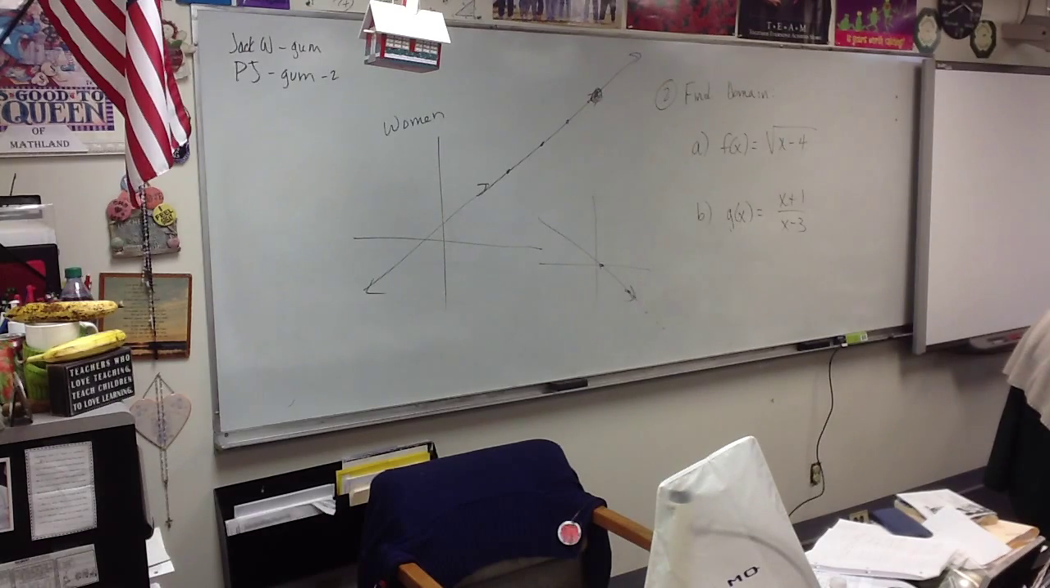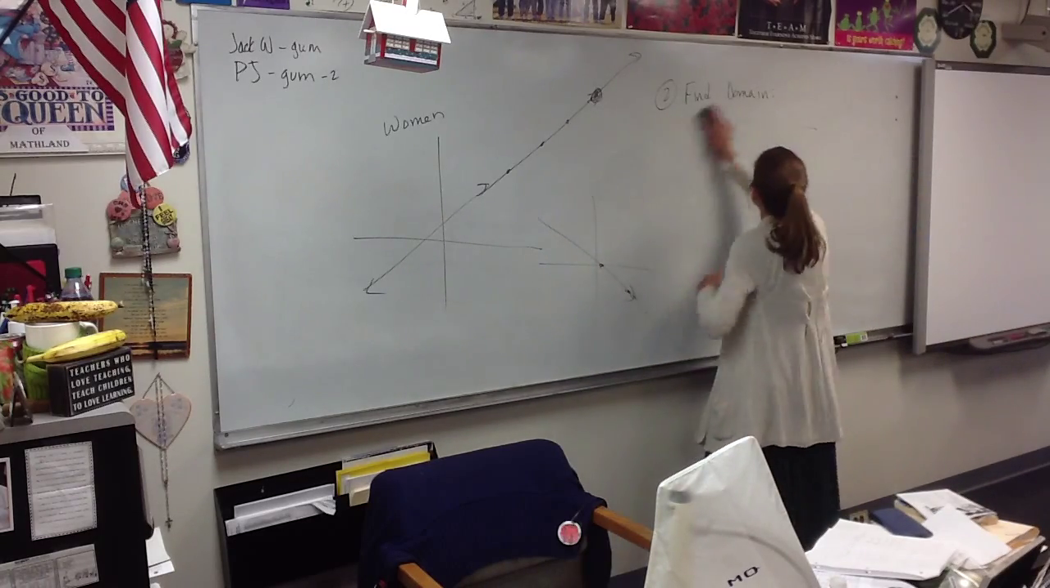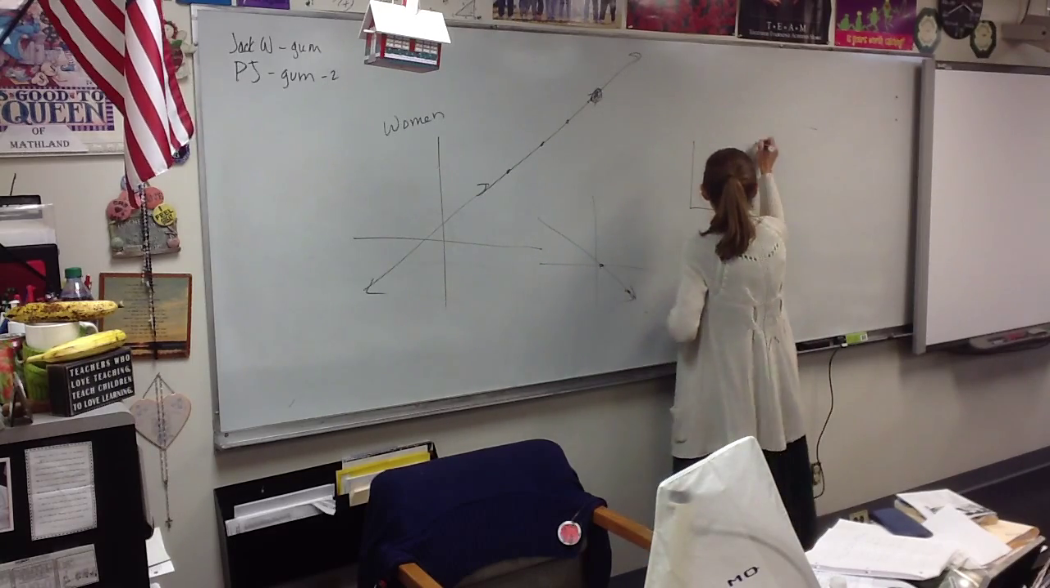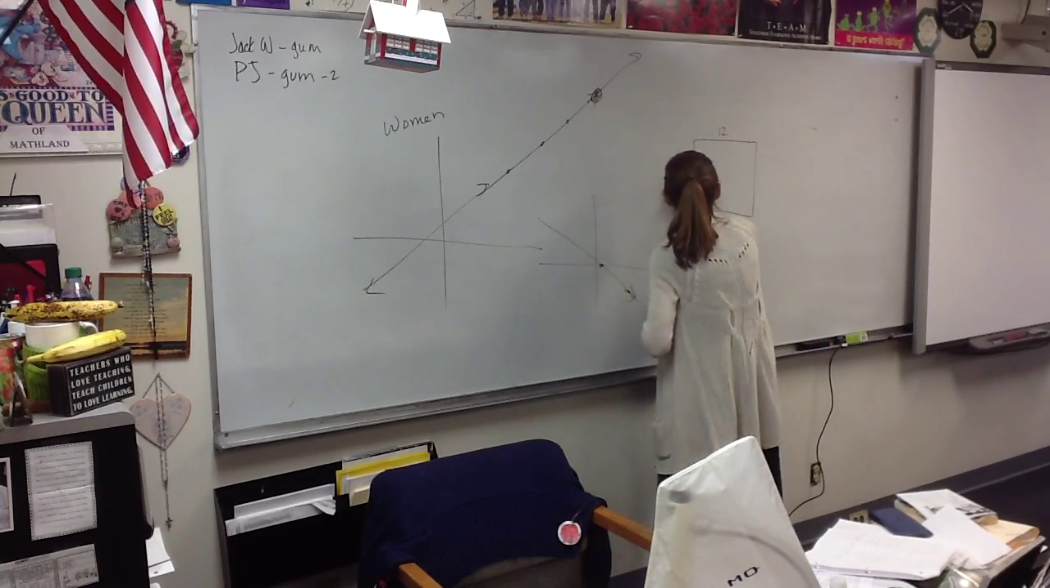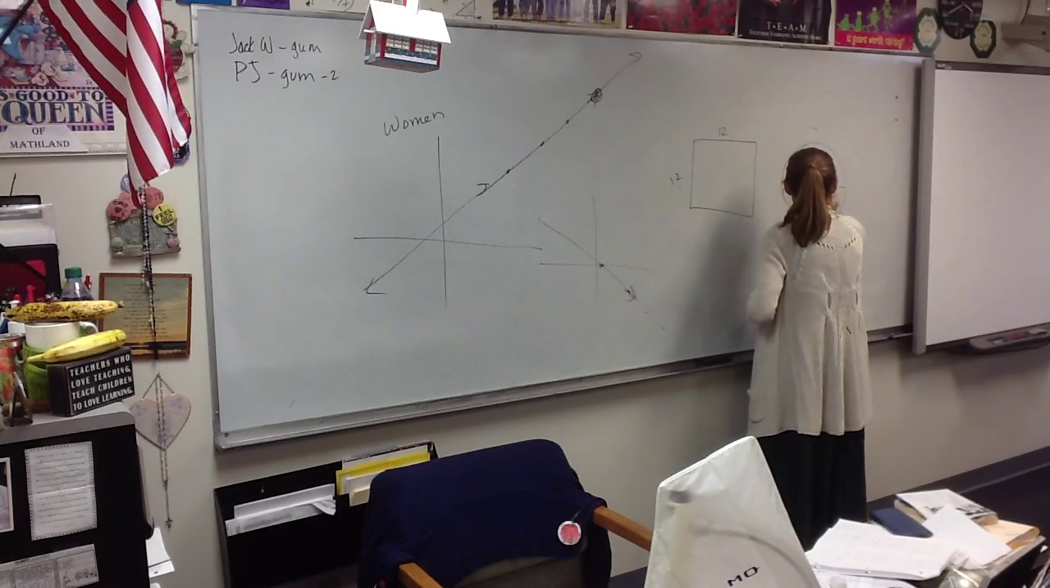Okay, what was the other one? 21. Okay, a garden shop sells 12 by 12 and 13-inch round. So this is kind of like what they looked at yesterday. So I can go in and buy 12 by 12, or I can buy 13-inch rounds.